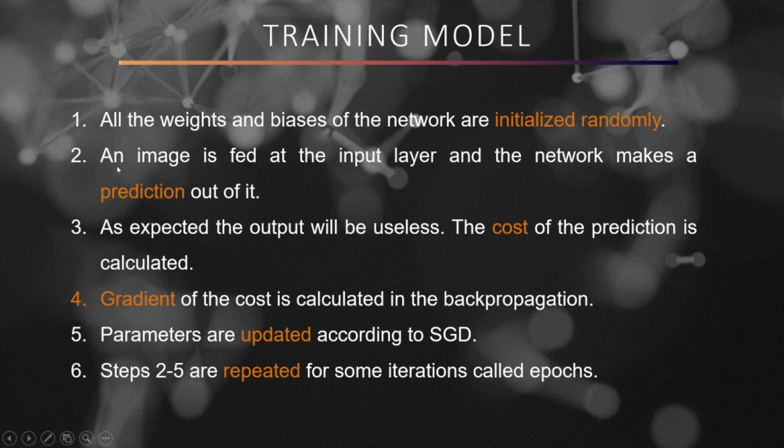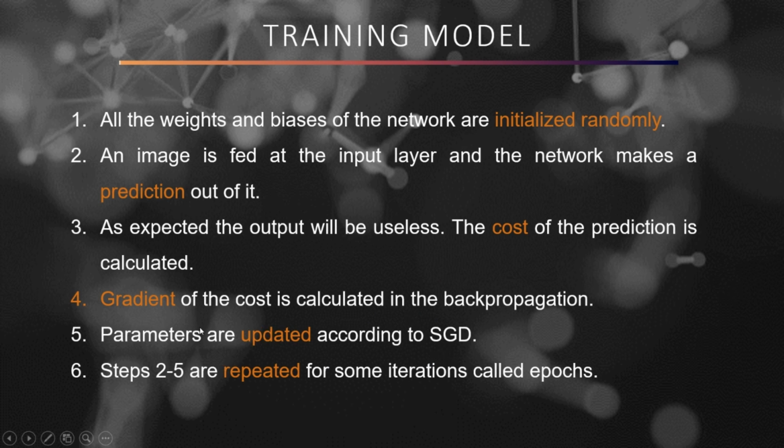An image is fed into the input layer, and the network makes a prediction out of it. Here, the image is nothing but a matrix of 28 by 28 size, and we are reshaping the matrix into 784 by 1. And we are feeding this image into the input layer, and the network makes a prediction out of it. And as expected, the output will be useless in the initial stage of the training. The cost of this prediction is then calculated. The gradient of cost is calculated in the back propagation. Parameters are updated according to the gradient descent.